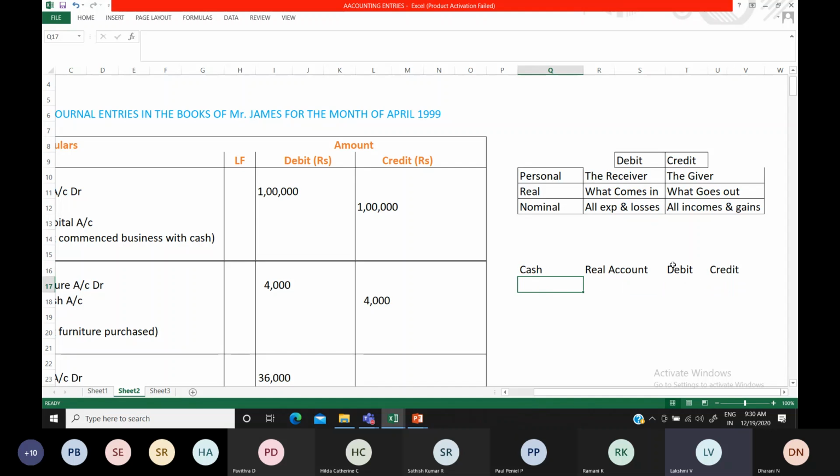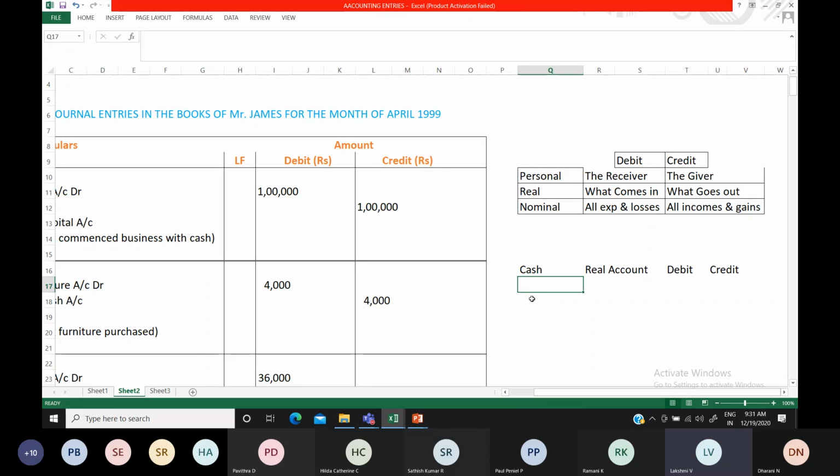So it depends upon the transactions in the question. Accordingly, you have to either debit or credit. I cannot tell you that it will be debited or credited. It is based upon the transaction only. You have to accordingly debit or credit, so that you have to take care of.